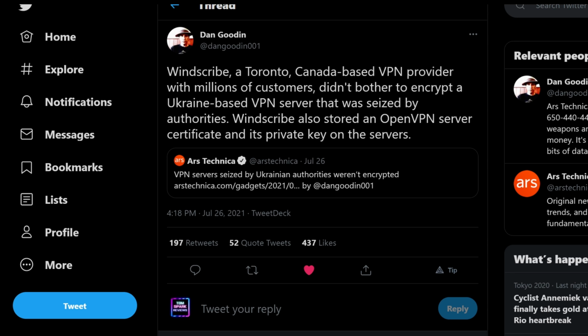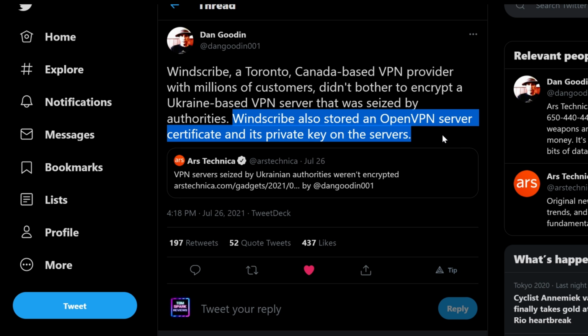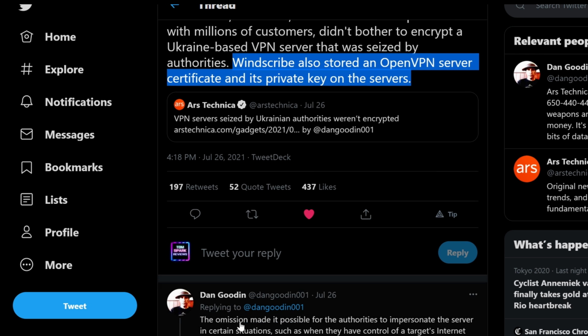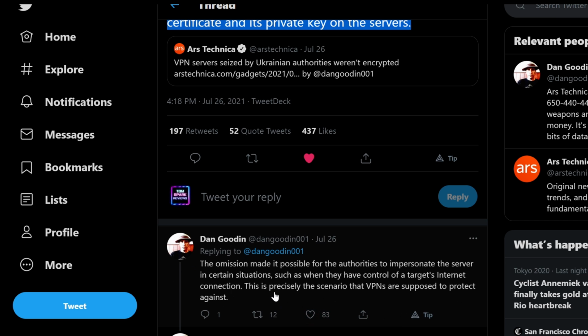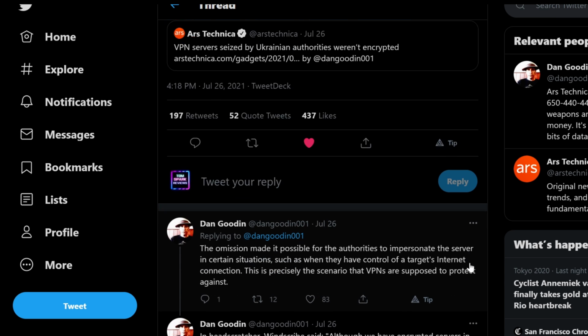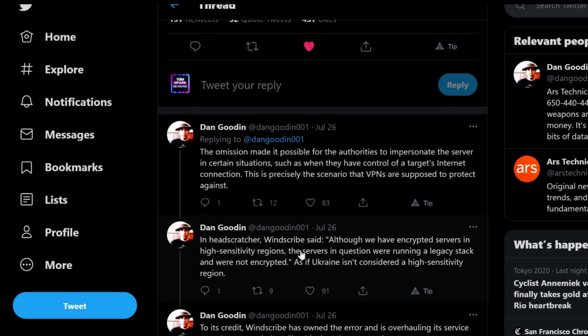He writes, Windscribe, a Toronto, Canada-based VPN provider with millions of customers, didn't bother to encrypt a Ukraine-based VPN server that was seized by authorities. Windscribe also stored an OpenVPN server certificate and its private keys on the server. The omission made it possible for the authorities to impersonate the server in certain situations, such as when they have control of the target's internet connection. This is precisely the scenario that VPNs are supposed to protect against. In a head scratcher, Windscribe said, although we have encrypted servers in high sensitivity regions, the servers in question are running a legacy stack and were not encrypted, as if Ukraine isn't considered a high sensitivity region.